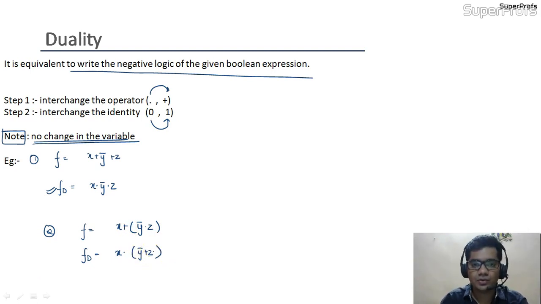So this is the way to get the dual expression for any Boolean function. You can write this point. It is equivalent to the negative logic of a given Boolean expression. Finding a dual, what are the steps involved? These steps are important. Step 1 is to interchange the operator, and step 2 is to interchange the identity. Another very important note: there is no change in the variable. We can mark a star on it. So these are the two examples.